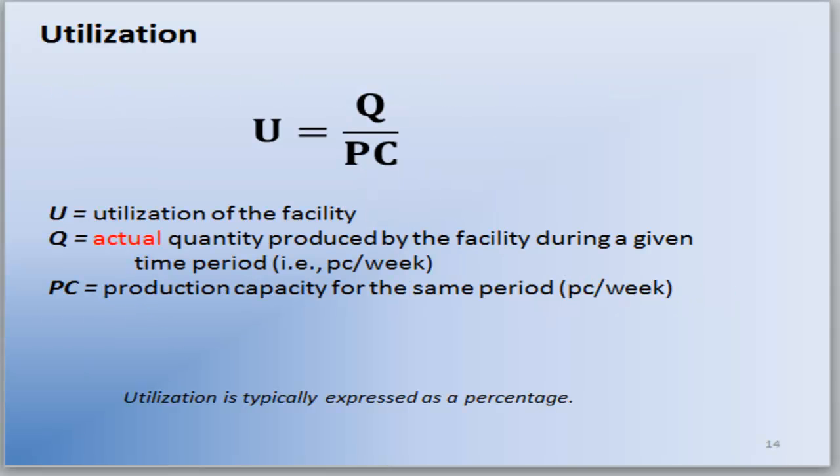Utilization and availability. Utilization refers to the amount of output of a production facility relative to its capacity. We can express the utilization as in this equation, U equals Q over PC. Here, Q is the actual quantity produced by the facility during a given time period, and PC is the production capacity for the same period. So Q may be less than PC. Utilization is typically expressed as a percentage.